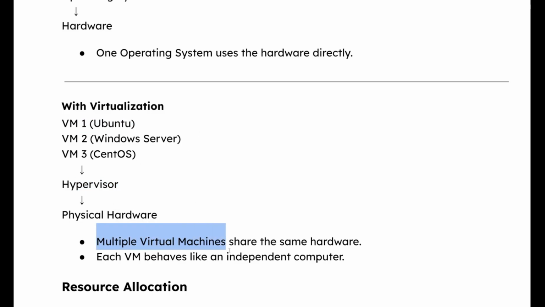Multiple virtual machines share the same hardware, and each virtual machine behaves like an independent computer. Let's say my system has 8 GB of RAM. I've distributed it in this way: 2 GB to Ubuntu, 2 GB to CentOS, and 4 GB to Windows Server, right? So every virtual machine has its own resources, distributed among them. They behave as independent computers because they have all the resources they need, no problem, right?